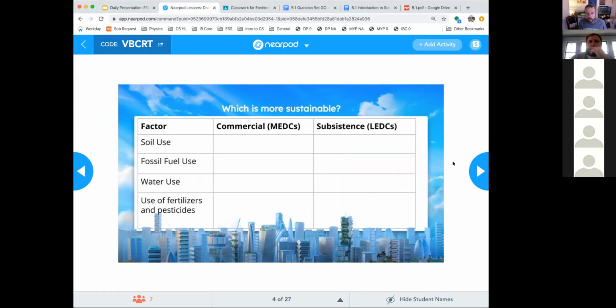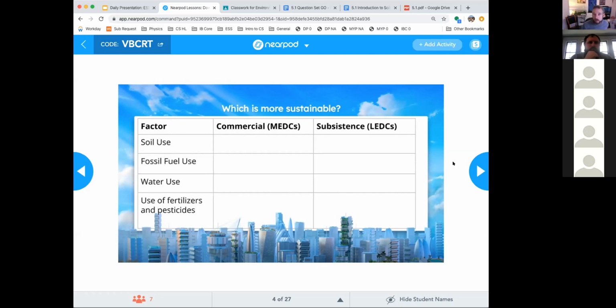So here, I want you to help us out and choose, for each of soil use, fossil fuel use, water use, and fertilizers and pesticides, which is more sustainable: commercial farming, which is typically done in MEDCs, or subsistence farming, which is typically done in LEDCs.